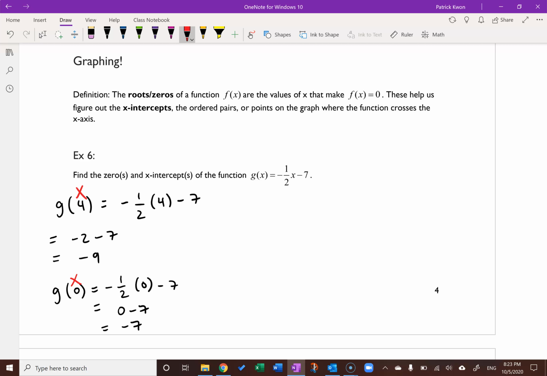So how do we go about finding our zeros? Well, it turns out that if you set your equation equal to 0, you can use algebra to solve for x. Cool stuff, right? Yeah, Mr. Kwan, that's cool stuff. Okay, let's move on. So we want to get x by itself. So I am going to add 7 to both sides.